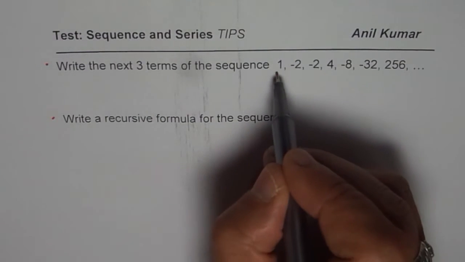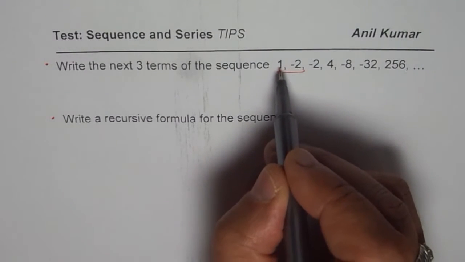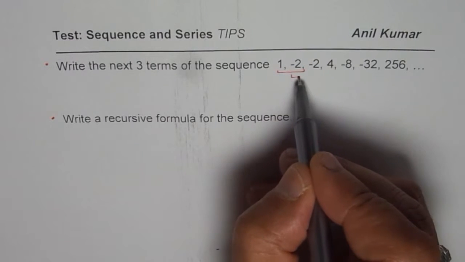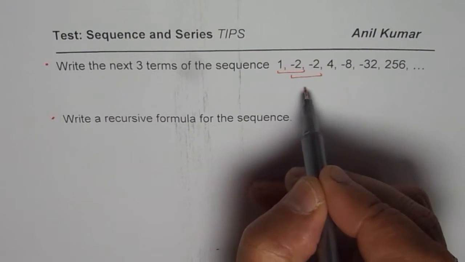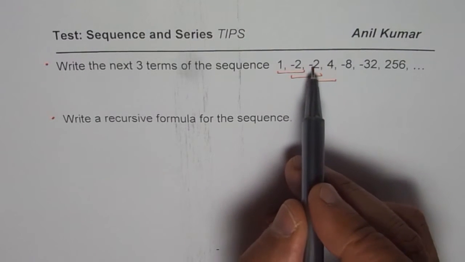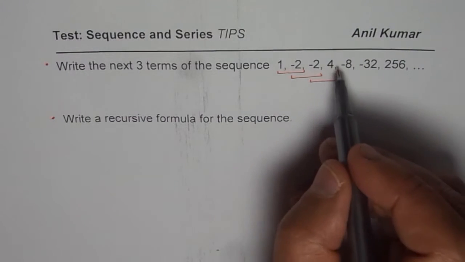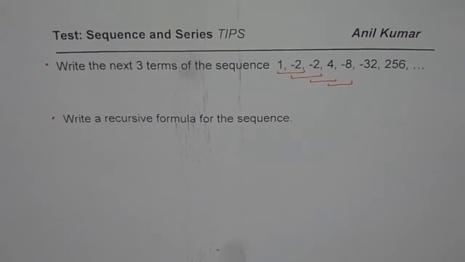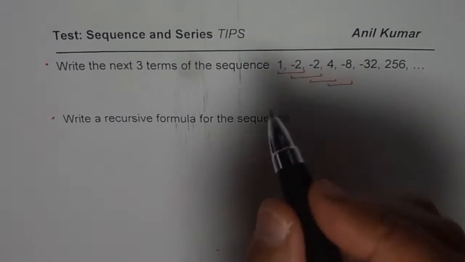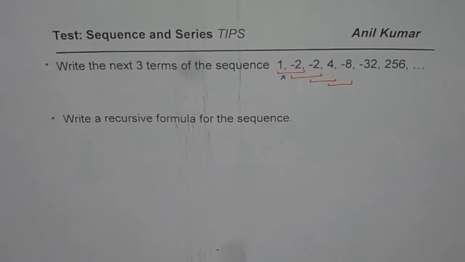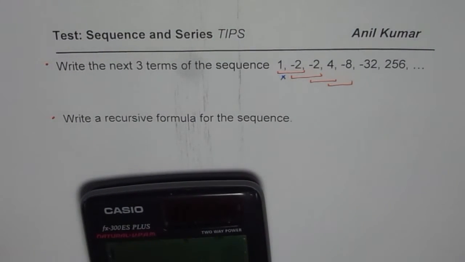So if we look at it that way, 1 times -2 is -2, right? And -2 times -2 is what? 4, correct? And similarly, if I multiply -2 by 4, I get -8, and 4 times -8 is -32. So I think that helps to find the formula. Every time you're multiplying the terms, right? So that should help you to give the formula as well as the next few terms.